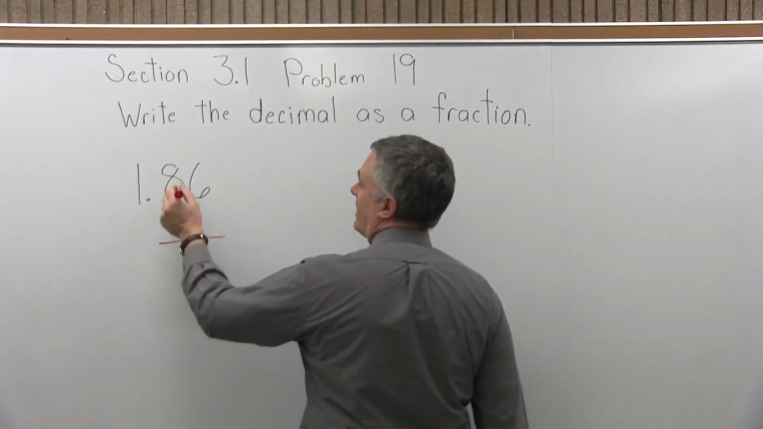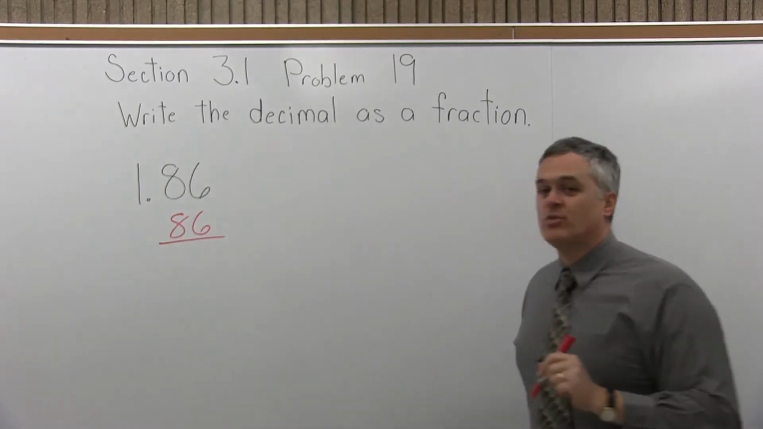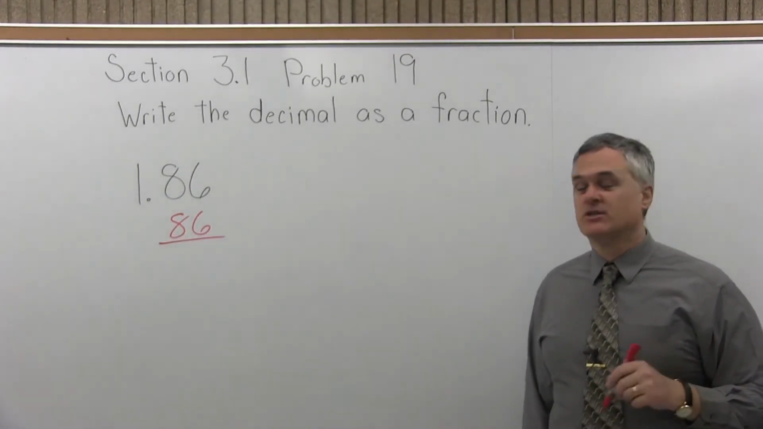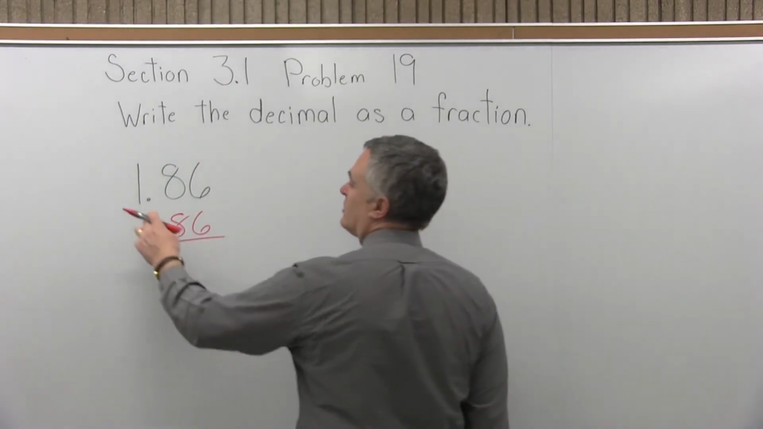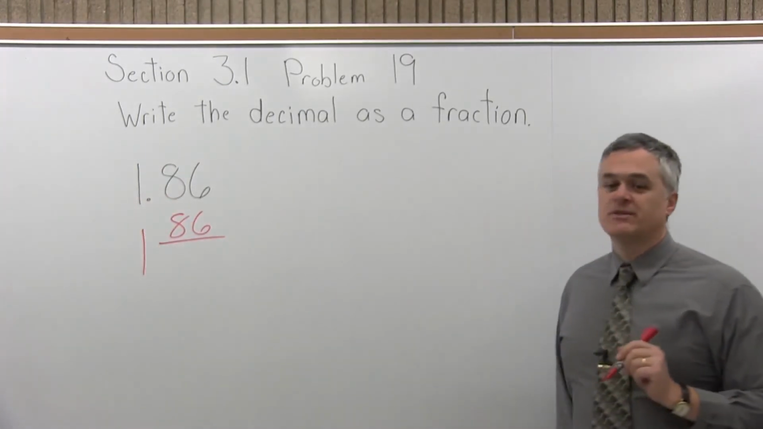Step 1, write the numbers that come after the decimal in the numerator of a fraction. So after the decimal is 86, you put 86 in the numerator of a fraction. And of course, this 1 in front of the decimal can be brought down in front of our fraction.